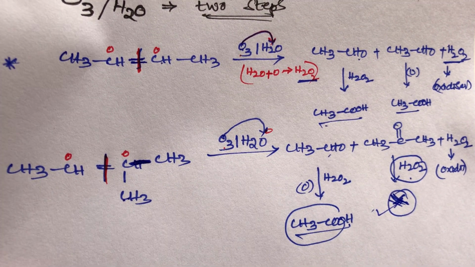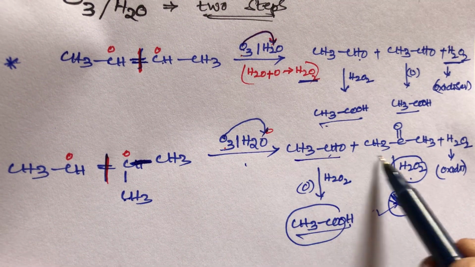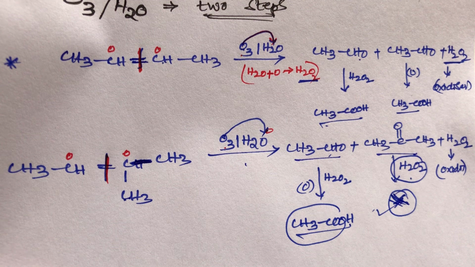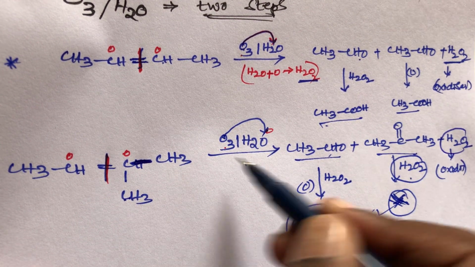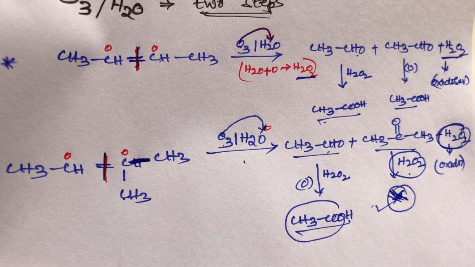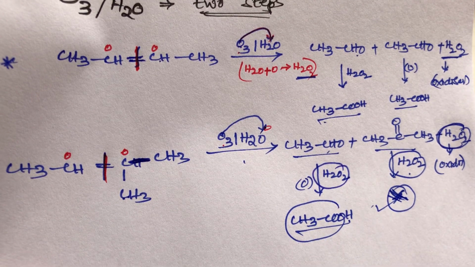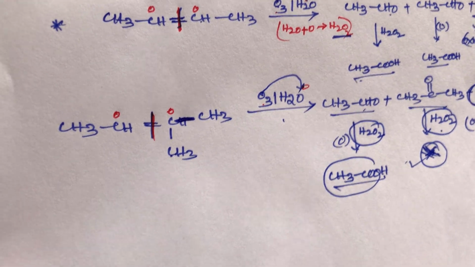So in oxidative ozonolysis, it is a two-step reaction. First step, what happens, students? First step is aldehyde is formed. It is similar to reductive ozonolysis, but after that the second step is H2O becomes H2O2, and this H2O2 acts as a mild oxidizing agent. It oxidizes only the aldehyde group, and cannot oxidize the keto group. This is the simple trick, students. This is oxidative ozonolysis.